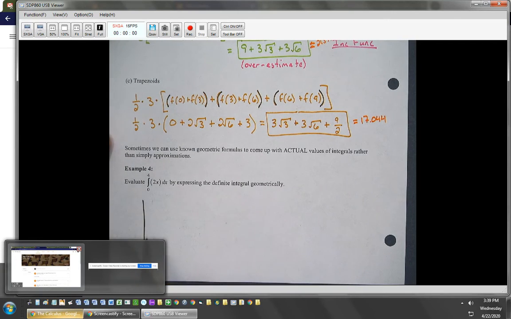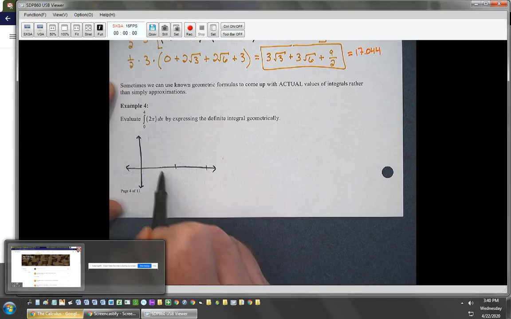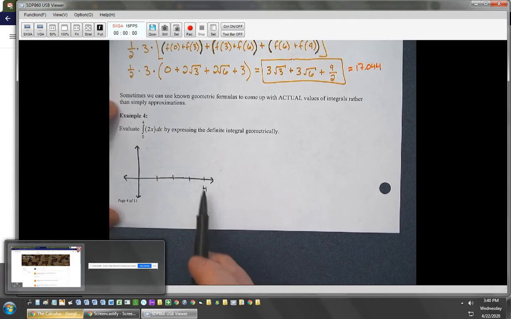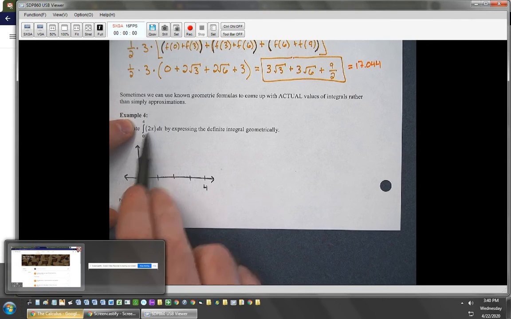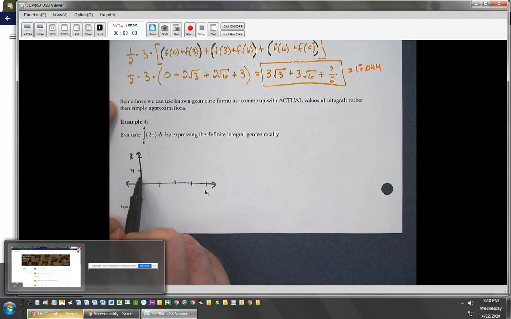So I'm going from 0 to 4, so I really only need this side. There's 4, I guess. This will be 2, that'll be 1, that'll be 0. How high do I have to reach? So 2 times 4 will be 8. So this will be 8. I'm going to be kind of lazy and just write a couple of those in there.